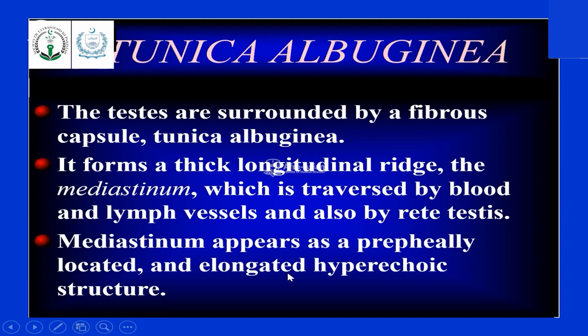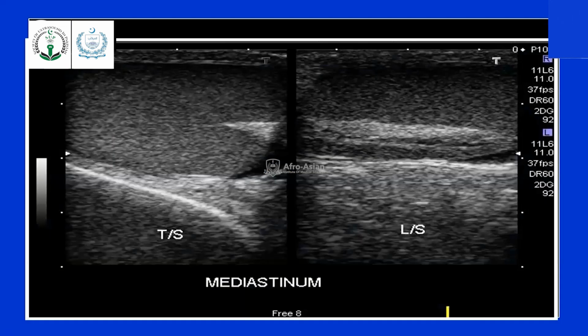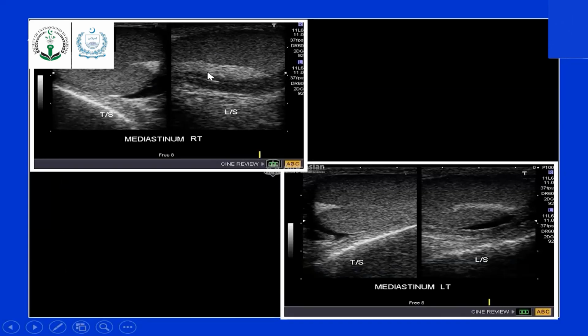These testes are surrounded by a fibrous capsule, tunica albuginea. It forms a thick longitudinal ridge, the mediastinum, which is traversed by blood and lymph vessels and also by rete testes. The mediastinum appears as a peripherally located and elongated hyperechoic structure. Here it is longitudinally and transversely. This is called mediastinum of the testicles, this hyperechoic band-like structure in the testes. Here you can see right testicle, left testicle, longitudinal and transverse.